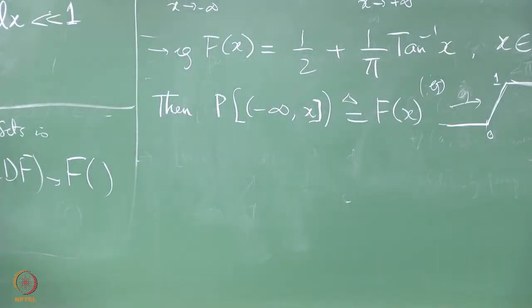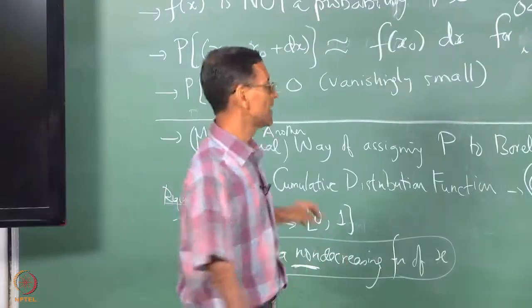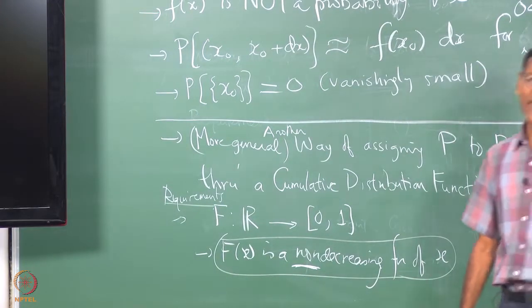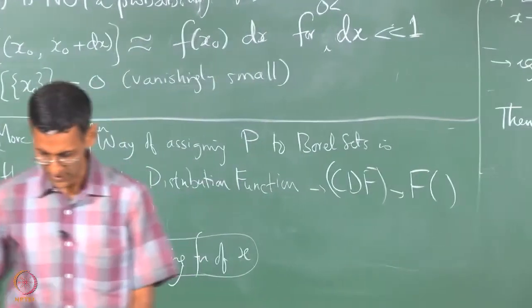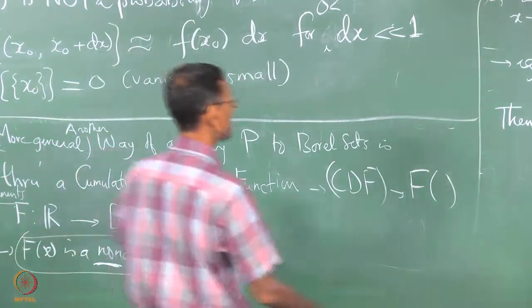So why is this more general than the density? It is more general because I can have discontinuities in this f which I cannot get by having a density function. So we'll see that, let's be a little careful with this.